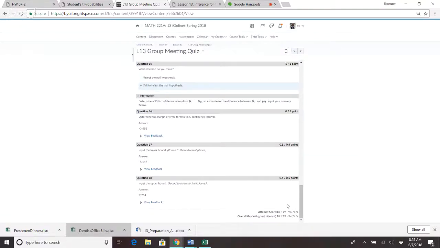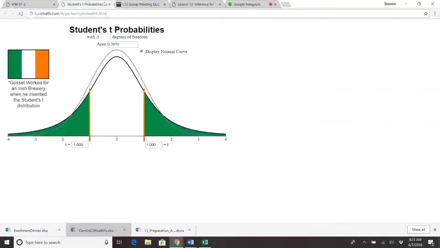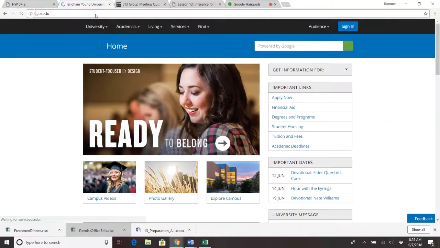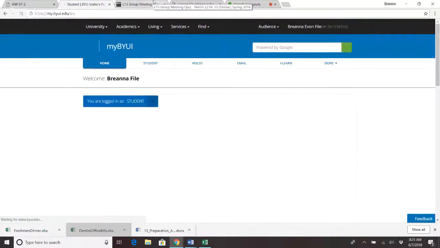Oh, 94%, 18 out of 19. So we missed the margin of error. That was the only one we missed. What? We did that one wrong. But I mean, I think that's really good. Yeah. But lower CF minus higher CF divided by 2.